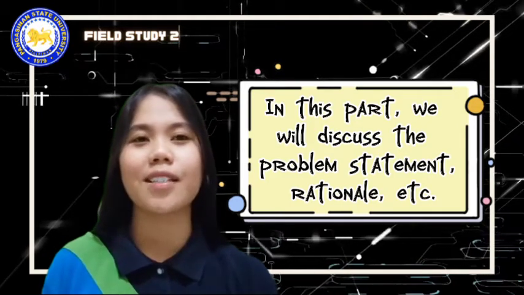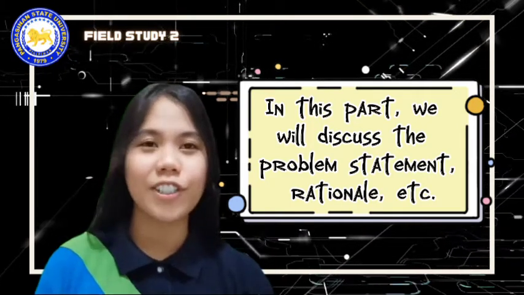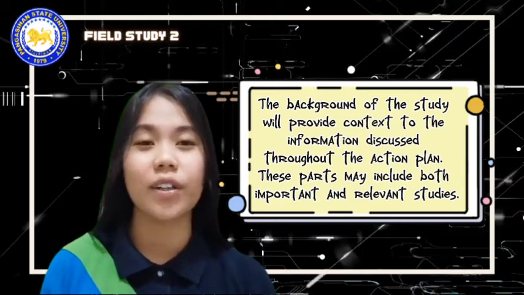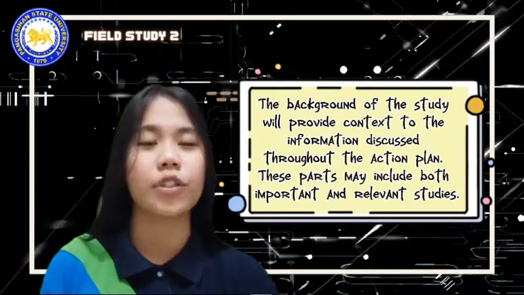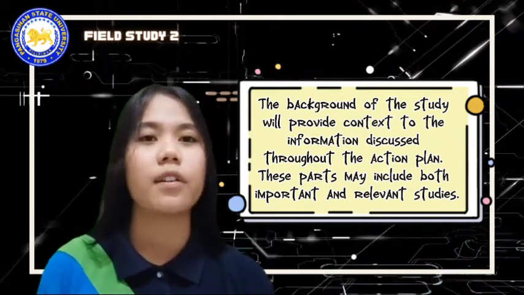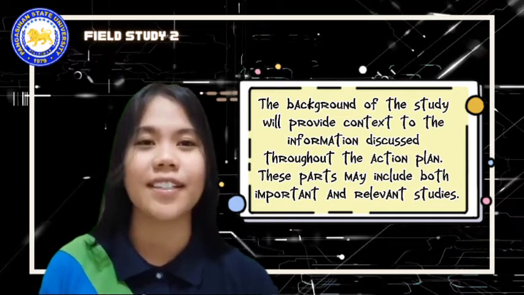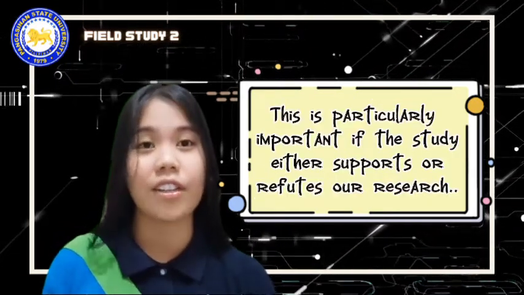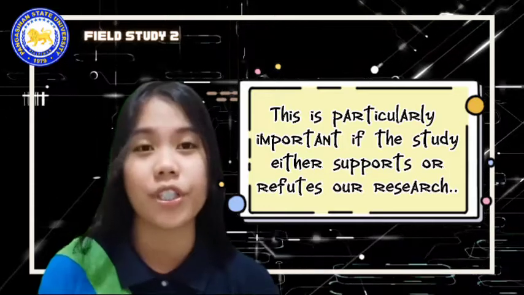In this part, we will discuss the problem statement, rationale, and so on. The background of the study will provide context to the information discussed throughout the action plan. These parts may include both important and relevant studies. This is particularly important if the study either supports or refutes our research.